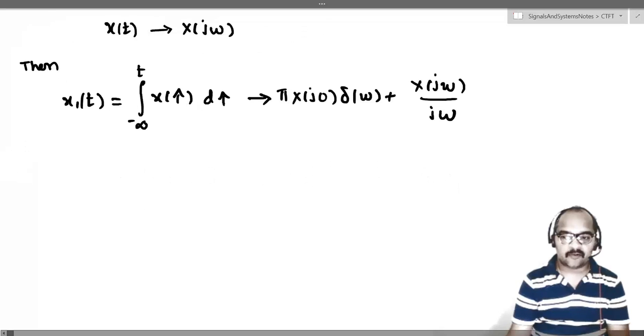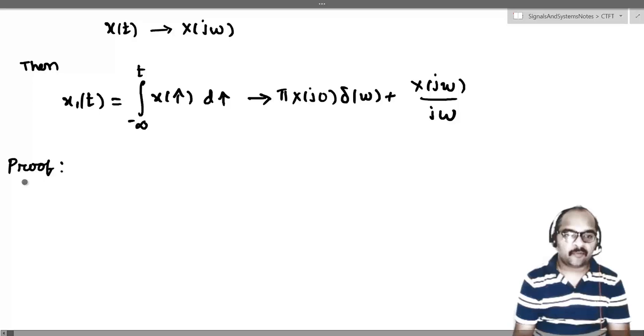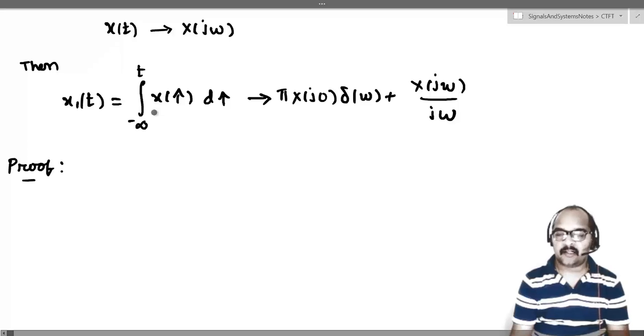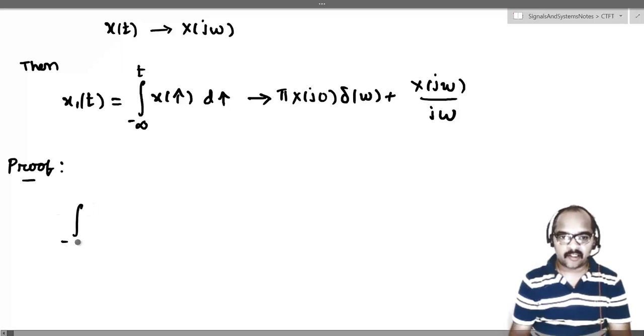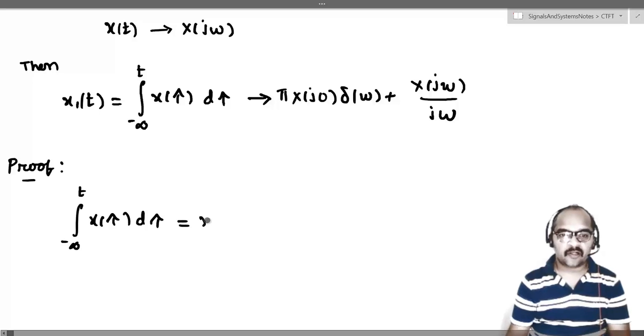So let us prove this. Proof. If you remember, we have seen that the integral operation is linear and time invariant, and hence we can write this integral operation as a convolution operation. Let us write that down. So integral minus infinity to t x of tau d tau is the same as what? If you remember, the integral operation can be written as that particular signal convolved with u of t.